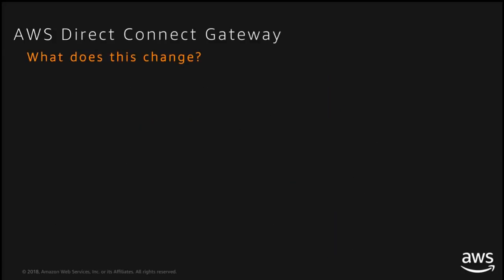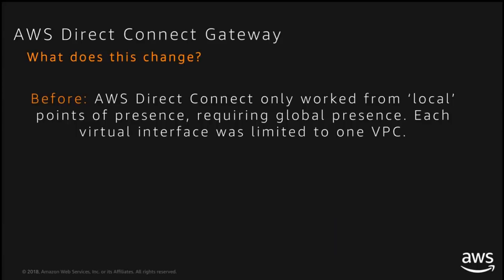So what does this change about designs? It changes a couple things. So before, Direct Connect only allows you to connect from a single point of presence. So if you wanted to be in California and Virginia, you would have to get a Direct Connect port in each one of those locations, and then you would have to find out how to get from your on-premises data center to both California and Virginia. That could be complicated and sort of costly depending upon your global reach.